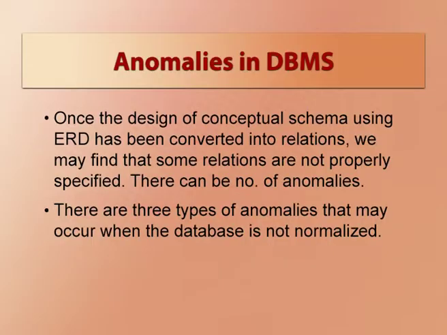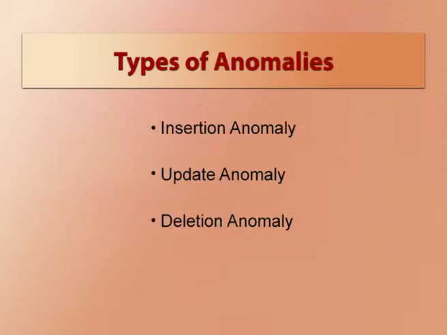There are three types of anomalies we can observe for these unnormalized tables, and it requires a process called normalization in order to prepare it for the final. So there are three types of anomalies that one can identify. One is the insertion anomaly, second is the update anomaly, third is the deletion anomaly. First one is the insertion anomaly.